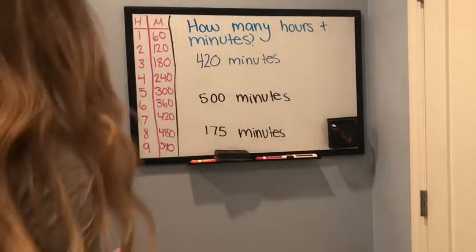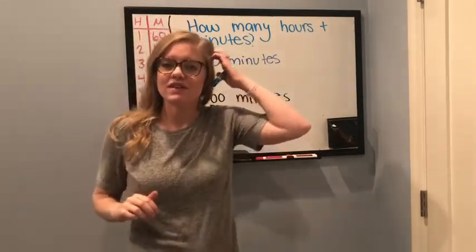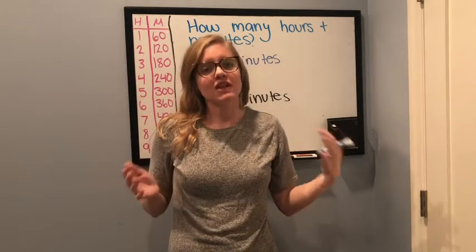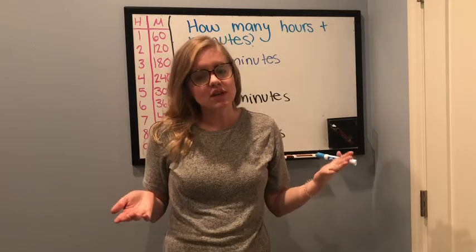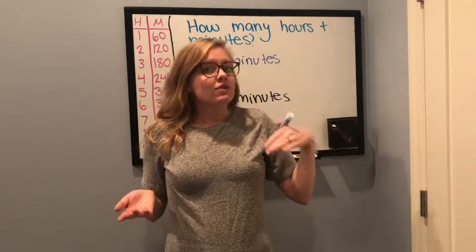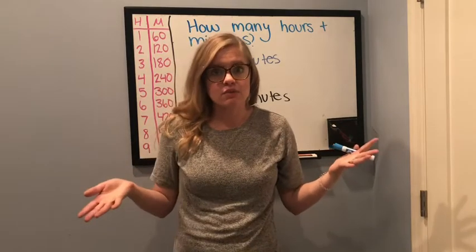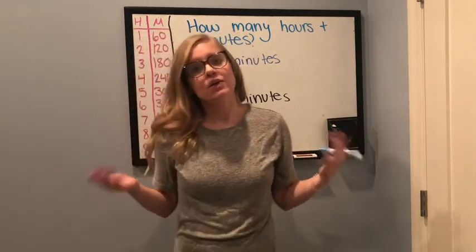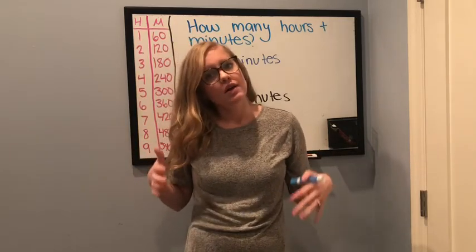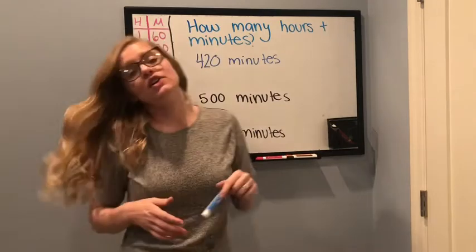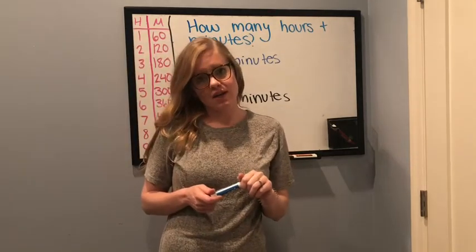All right, scholars, coming back for the second part of this lesson. So at first, you guys are probably like, that's pretty simple, Miss Halverson. We can just multiply the number of hours by 60, and then add on whatever other minutes we have to add. Well, here's the really tricky part. The really tricky part is taking minutes and converting them into hours and minutes.